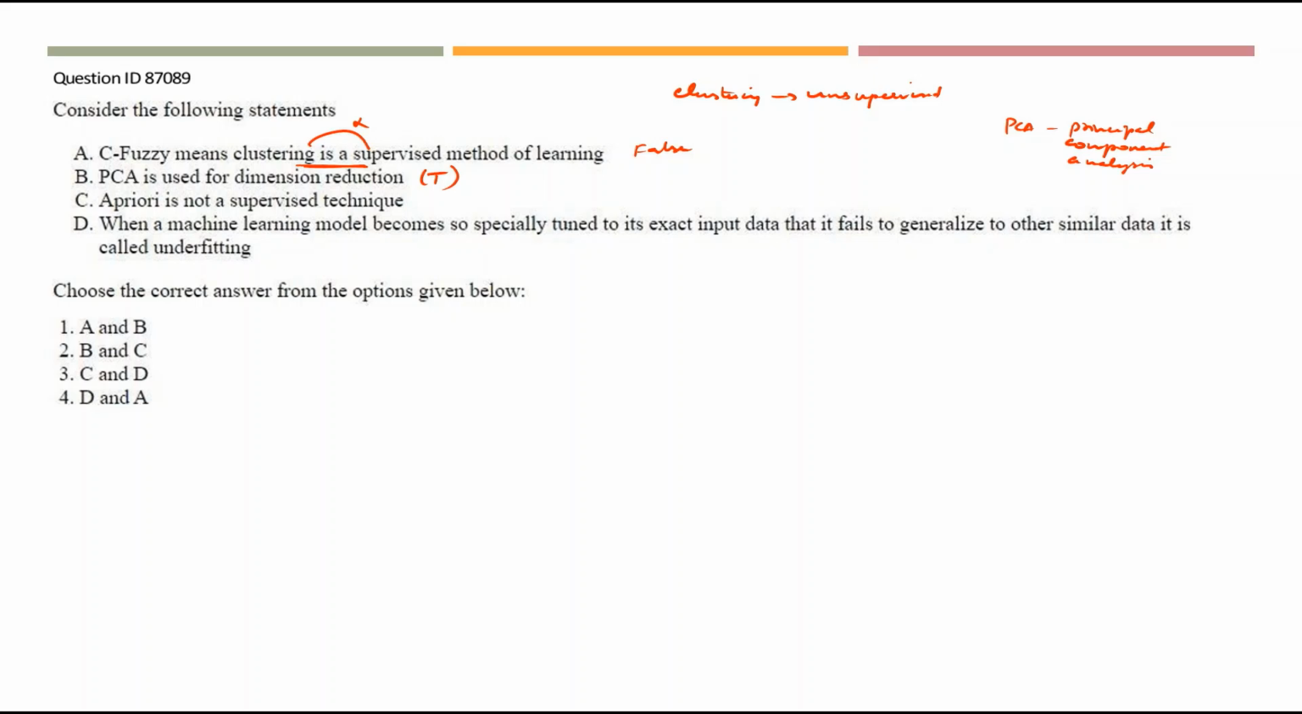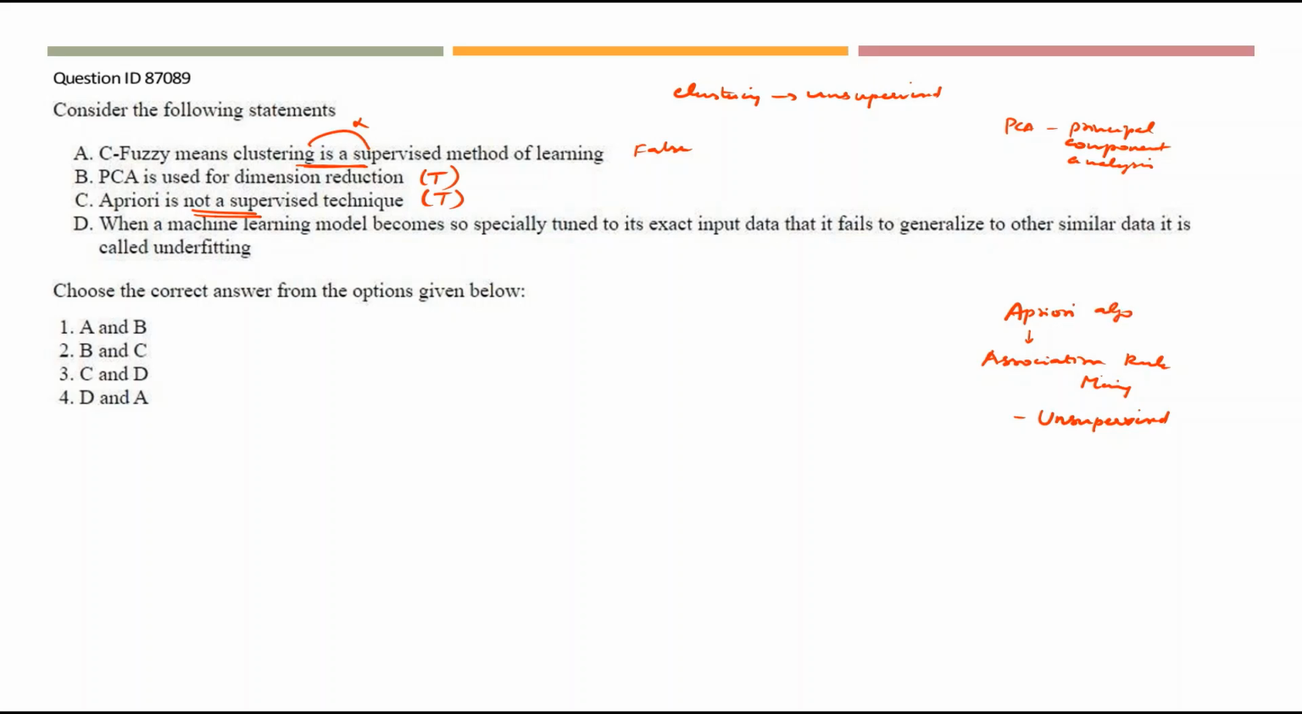Next statement, a priori is not a supervised technique. A priori algorithm is an algorithm used in association rule mining. Association rule mining is in turn unsupervised learning. It is not a supervised technique is true. Not supervised in the sense it is unsupervised. Association rule mining is unsupervised technique, and a priori algorithm is used for association rule mining.